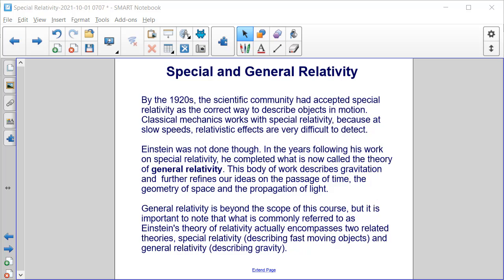General relativity is beyond the scope of this course, but it is important to note that what is commonly referred to as Einstein's theory of relativity actually encompasses two related theories: special relativity, describing fast-moving objects, and general relativity, describing gravity.